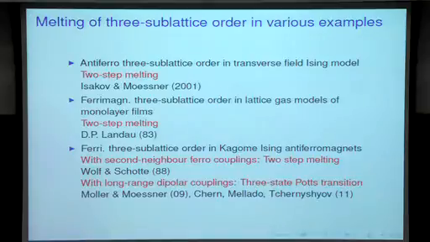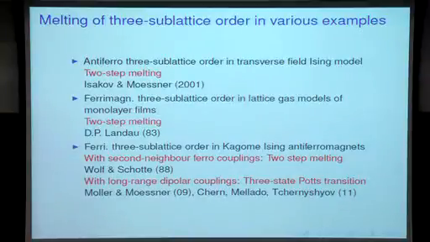So we can ask how this ordering melts in various examples that I listed. So in the transverse field Ising case on the triangular lattice, it's two-step melting, it's like that. In the ferrimagnetic three-sublattice ordering of these classical lattice-gas models, it is again two-step melting. And this is the part I was saying earlier. In the Kagome models I was talking about, it actually matters whether you truncate the dipolar coupling or not. If you truncate it at some second or third neighbor level, you get two-step melting. But if you take the full long-range dipolar coupling, including the tails, you actually get this other behavior. You get this three-state Potts transition. So it's sensitive.